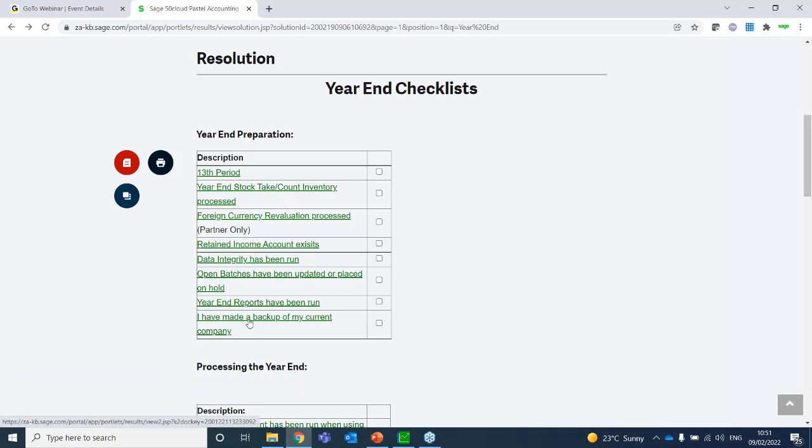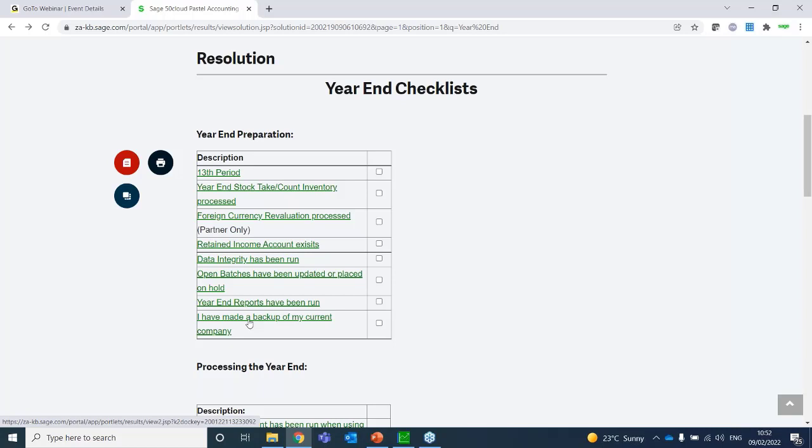And then guys, have I made a backup of my current company? Now guys, basically, you're going to do this just before you go to change year end. Obviously, if it takes ages to create a backup, please make sure that you have that time and you're not freaking out because now this is taking too long and no one can work. And, you know, I understand. Again, a big data set can take a really long time to back up.